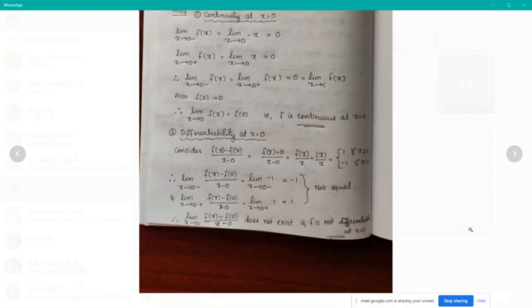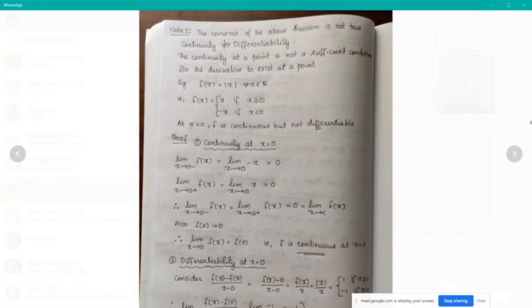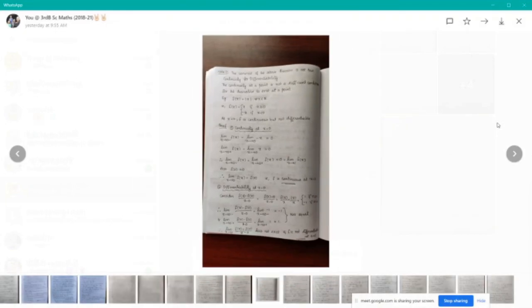So when you consider the limit of this ratio at 0, the right limit is positive 1 and the left limit is negative 1. They do not coincide, so this function is not differentiable at the point 0. So this function is continuous at 0 but not differentiable at 0. That is an example for the statement that continuity doesn't imply differentiability. A function continuous at a point need not be differentiable at that point.